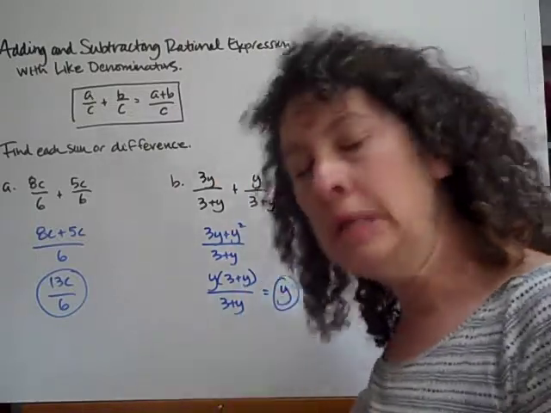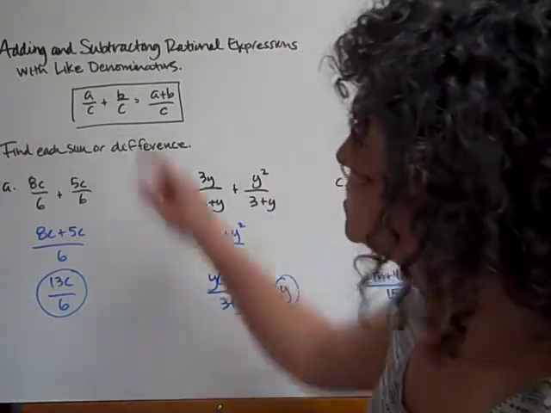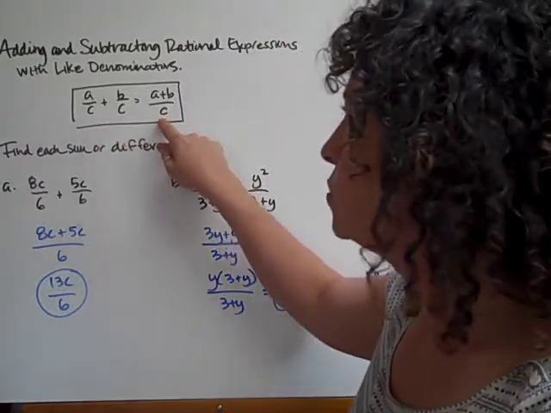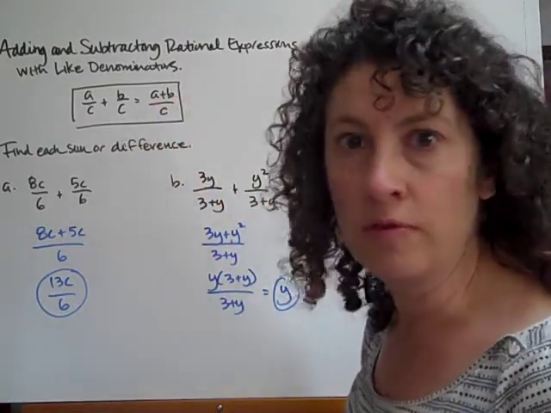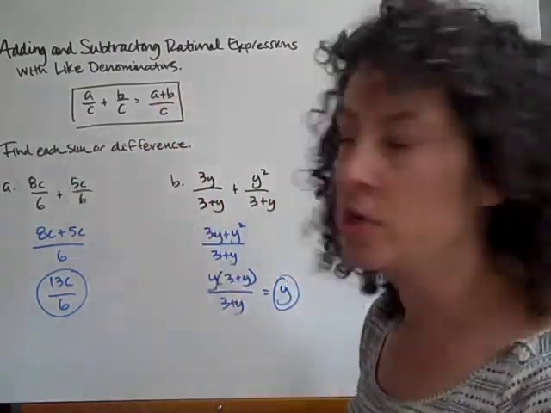So we're going to start with the easy ones. We'll start with the common denominators. So again, if we have common denominators, we can keep the denominator and simply add the numerators. Very straightforward. So let's find each sum or difference.